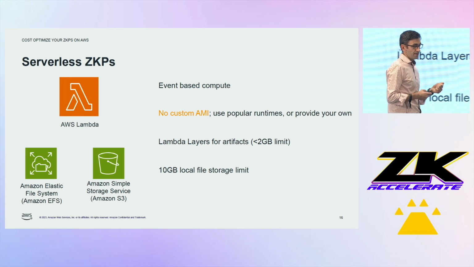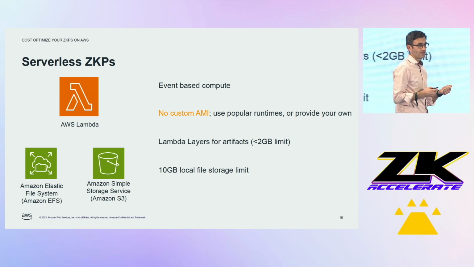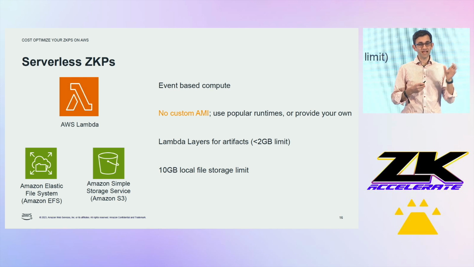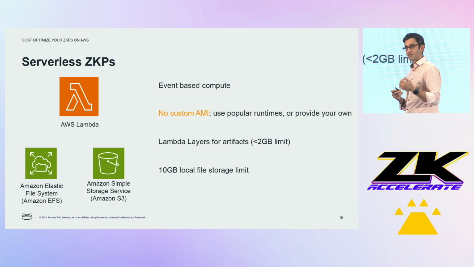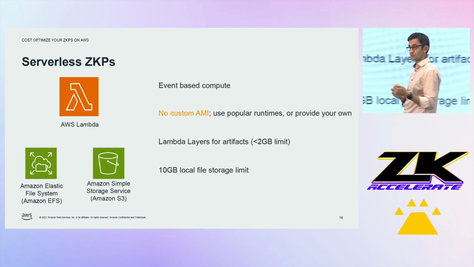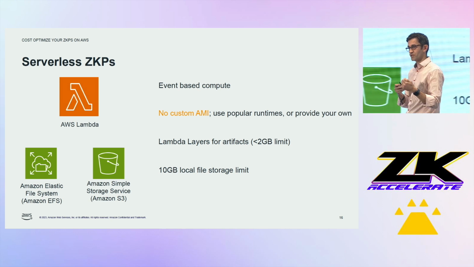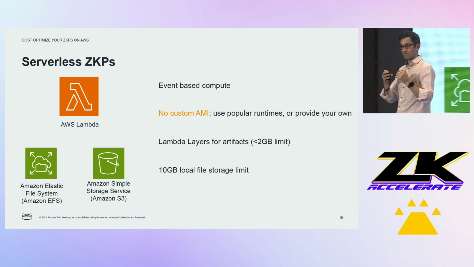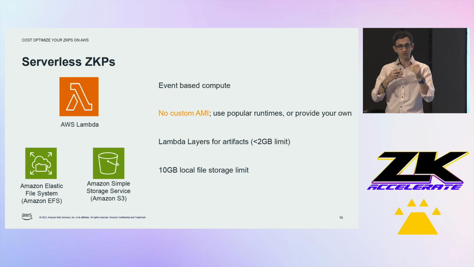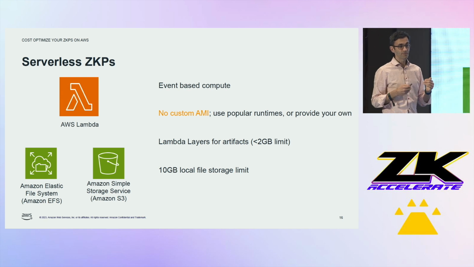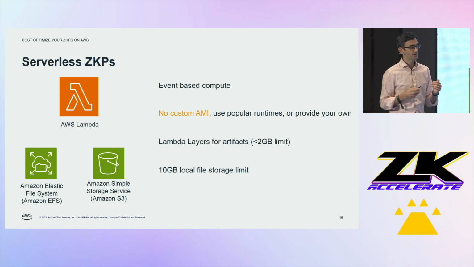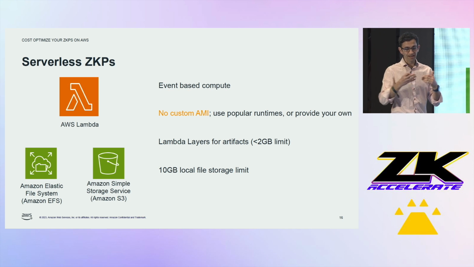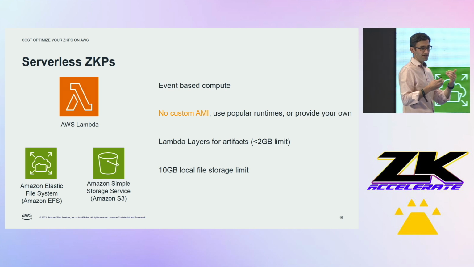There's this thing called Lambda layers that you can think of as static artifacts that your Lambda can access. Those are a quarter gig each, and you can have up to 5 of those. So those utilities and other things which we talked about, you can actually put in the Lambda layer. So you have about 1 gig of artifacts which your Lambda can access at the time it spins up. And then locally, you have 10 gigabytes of file storage. So if your proving key falls within that range, then you might be able to actually do this here.